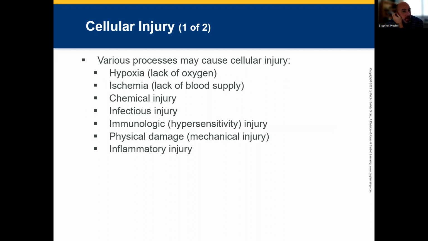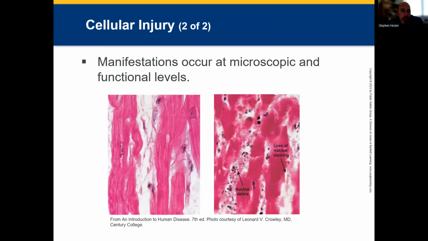All right, cellular injury could be due to hypoxia, ischemia, chemical injuries, infectious injury, immune injury, physical damage, and inflammation. Okay, so we have the loss of nuclear staining here on the left, and then nuclear debris here, because the picture on the left is normal, the picture on the right is not. So we can see that breakdown of nuclear material has the chromosomes.